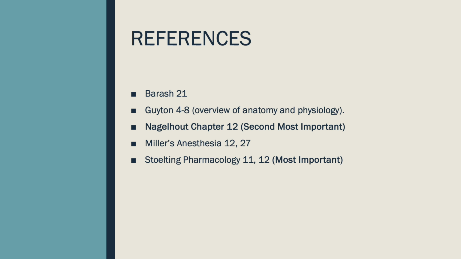Guyton, Nagelhout, Miller, Stoelting. The most important is Stoelting and then Nagelhout. If you read those two chapters in Stoelting and then that one chapter in Nagelhout, that's going to give you the best foundation. If you want more on the anatomy and physiology, if you want to look at Miller's, if you want to look at Barash, it's all there for you, but Stoelting and Nagelhout are where you should start.